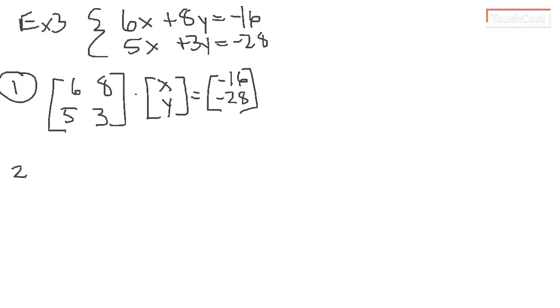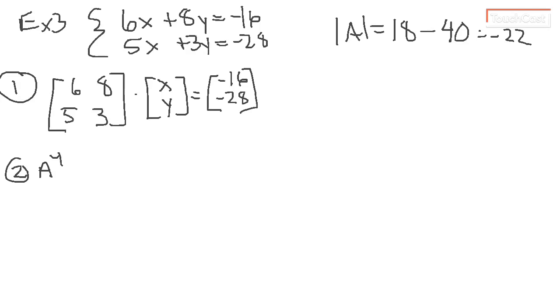Now we're going to find our A inverse. So to do that, we need to first find the determinant of A. So we're going to go 6 times 3, 18, minus 5 times 8, 40. And we're going to get negative 22. So for our inverse matrix, we're going to go negative 1 over 22 times, first switch 6 and 3, so 3 and 6 switch positions. We take the opposite of 8 and the opposite of 5.